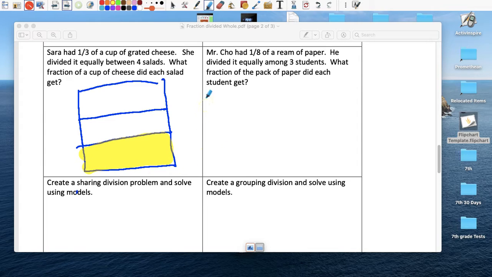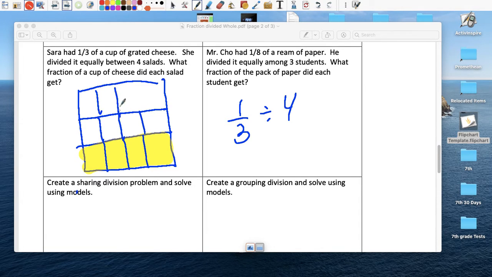1/3 cup of cheese. And we're going to divide this into 4 salads. We divide the cheese, so 1/3 divided by 4, or 4 friends, 4 salads. So let's cut this into 4, for 4 friends, and we cut everybody in 4s. Right? Salad A, salad B, salad C, salad D. Each one takes a little bit. So, everybody got 1, right? 1 out of how many total? 1, 2, 3, 4, 5, 6, 7, 8, 9, 10, 11, 12. Everybody got 1 out of 12.